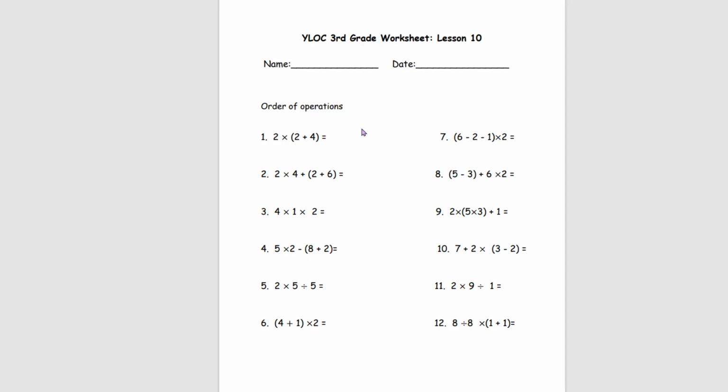In order of operations, it goes PEMDAS, meaning parentheses, exponent, multiplication, division, addition, and then subtraction. Starting at number 1, we have the 2 and the 4 inside the parentheses, so we add them together first to get 6. Then we do 2 times 6, which gets us 12 for our answer for number 1.